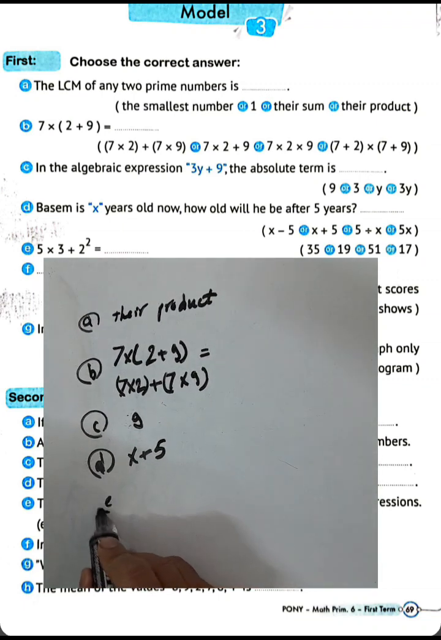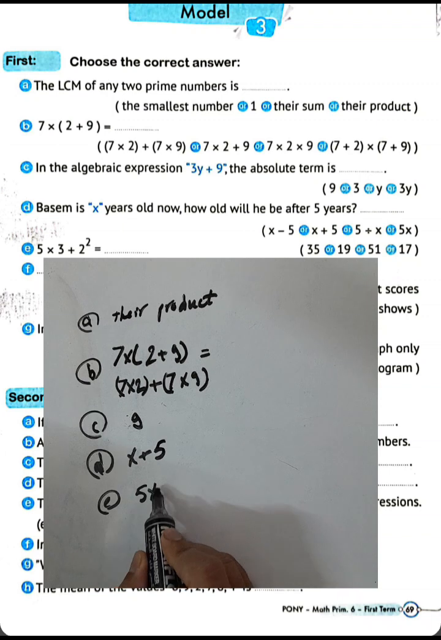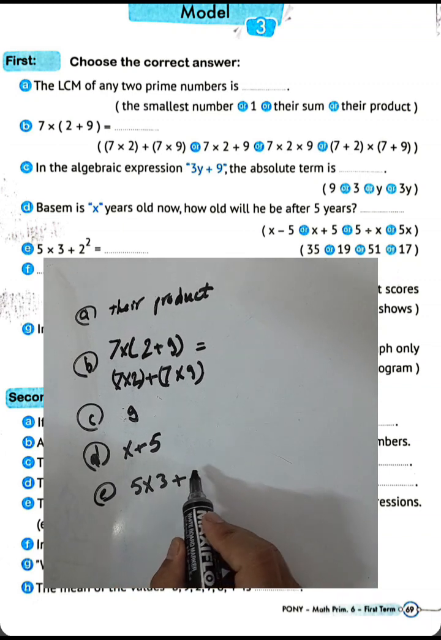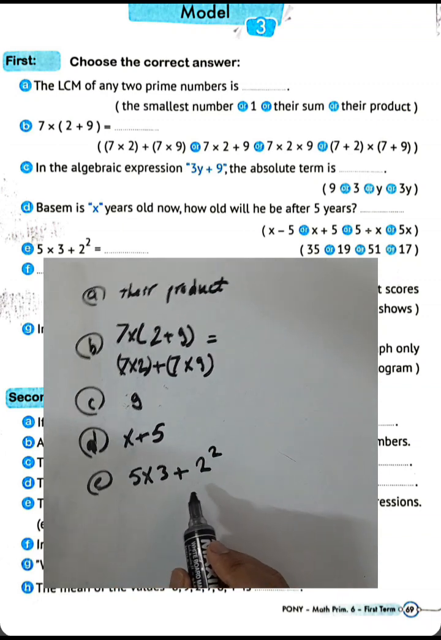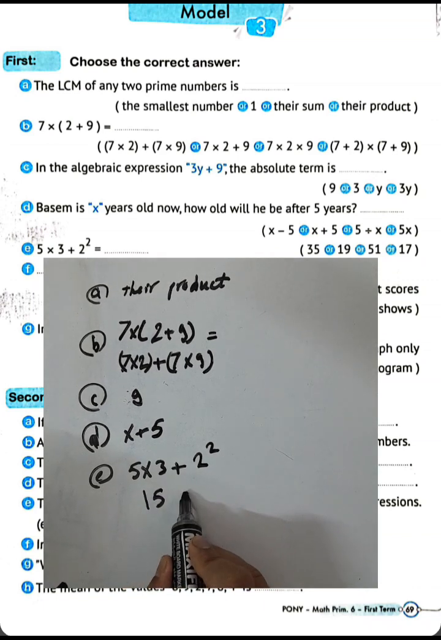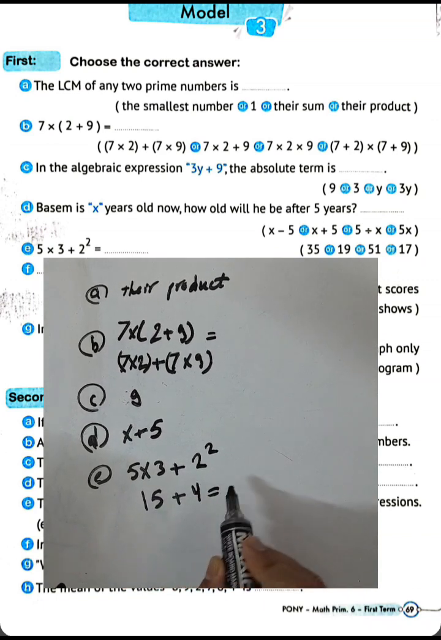Question letter E. 5 product by 3 plus 2 power 2. 5 times 3 equals 15, plus 2 power 2 equals 4. 15 plus 4 will be 19.